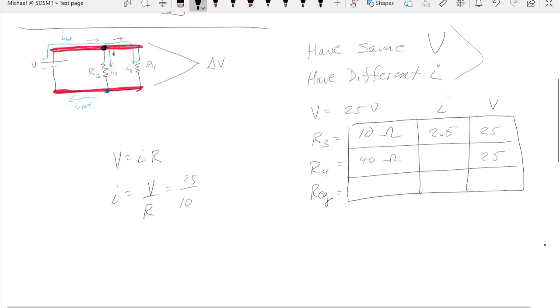For resistor 4, the current traveling through resistor 4, we need to take the ratio of our potential, which is now 25 over 40. And so 25 divided by 40, put this into my calculator, is 0.625.